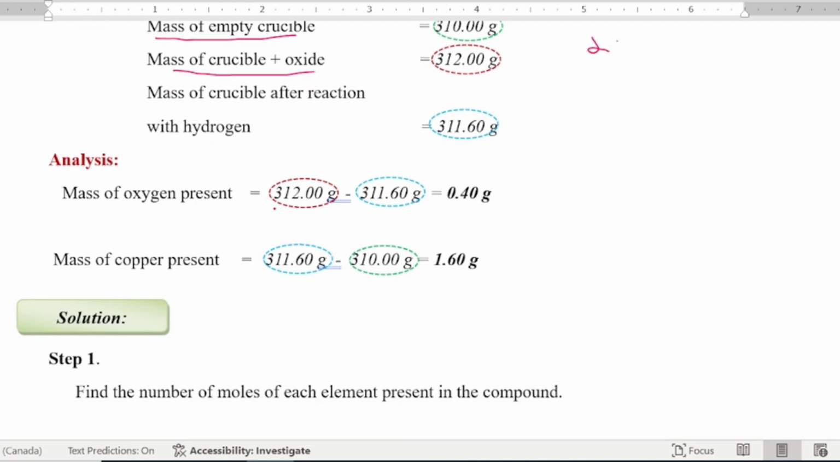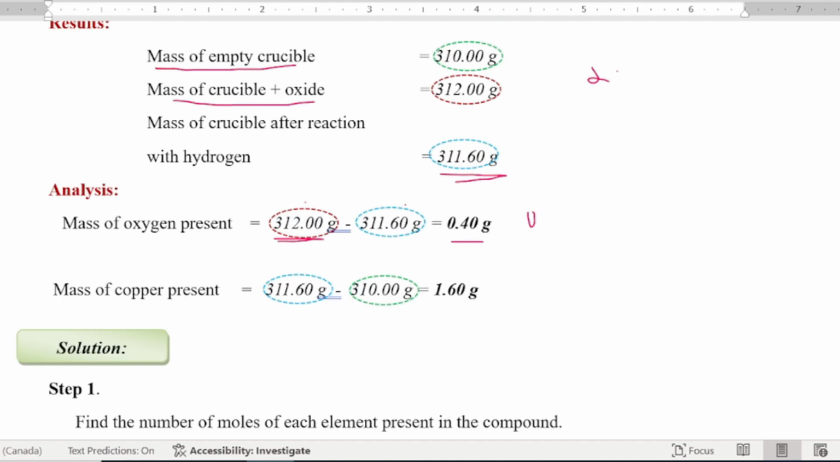So this was the mass of the crucible and oxide. But now, after you removed all the oxygen, that is what was left. So you subtract this from that, and that gives you 0.4 grams of oxygen. All right? You want to know the mass of the copper present. How do we get that?